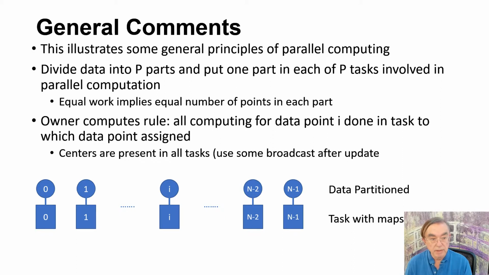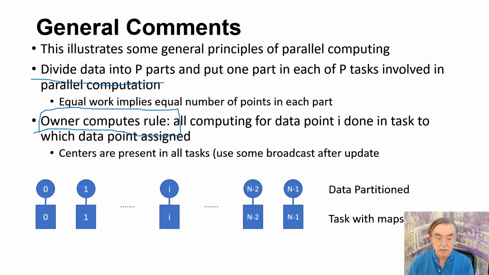So I can make some general remarks here. This is the last slide of this unit. It illustrates some general principles of parallel computing. One is data parallelism. You divide the data into P parts and put one part in each of the tasks, and then you run those tasks independently. If you want to get equal work for each task, then you put equal number of points in each part, and then you use the owner computes rule. The processor that owns a given point does the computation for that point.